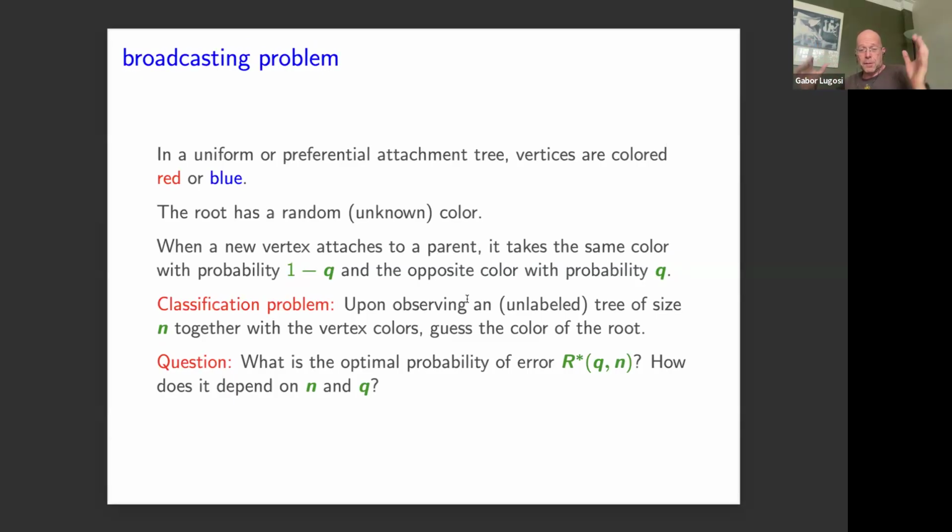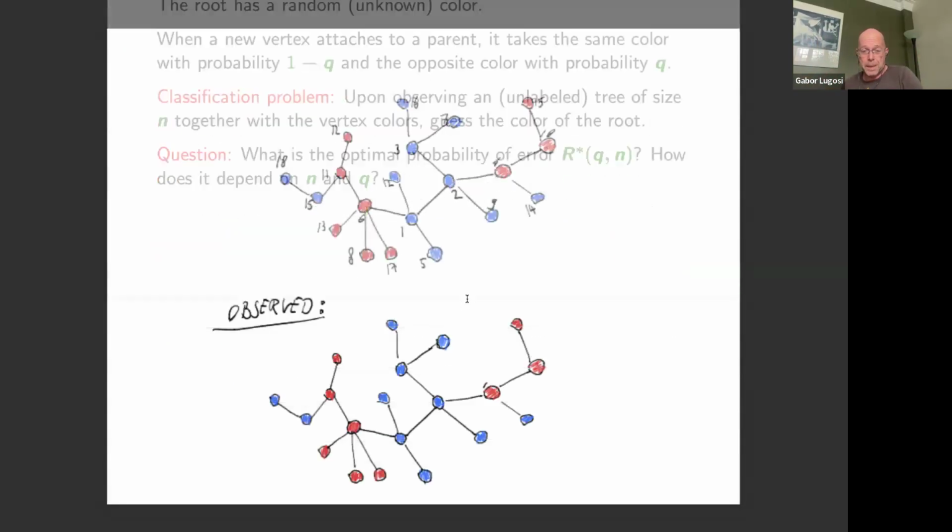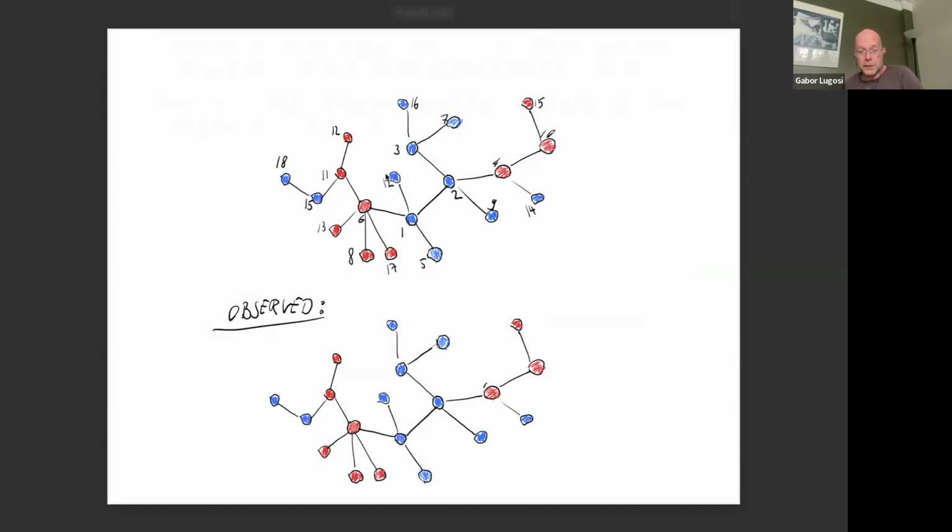The classification problem is now I show you a tree. So this is how the tree is grown. The first vertex here was blue. The second vertex attaches, a good vertex. The third vertex attaches to number 2. It's still a good vertex. But number 4 is a bad child. It's a rebellious one, attached but changed colors. So there are these mutations. The probability of mutation is Q.